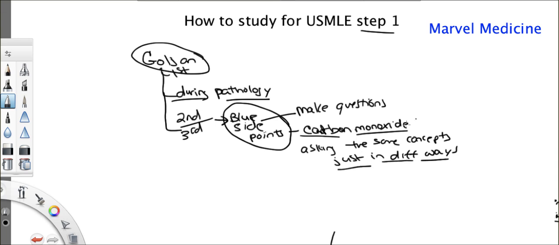Guys, you have to understand, medicine does not change from year to year. They don't have a brand new physiology book every year that they're testing you on. It's the same facts. It's the same physiology. It's the same human body every year. It's just that they need to ask you in a different way because they need to change their questions somehow. By making questions as you go along, you come up with the different ways carbon monoxide can be asked.